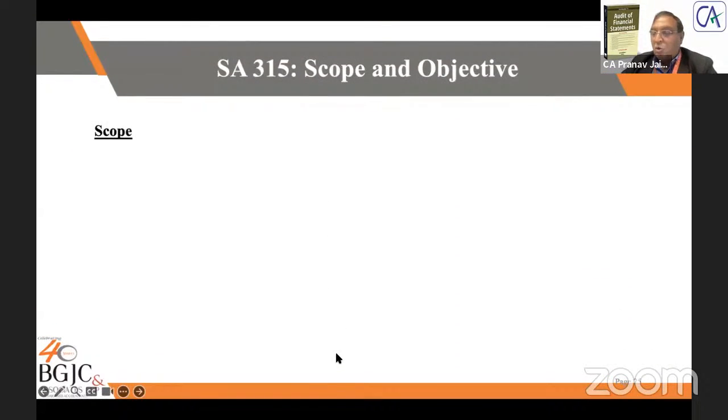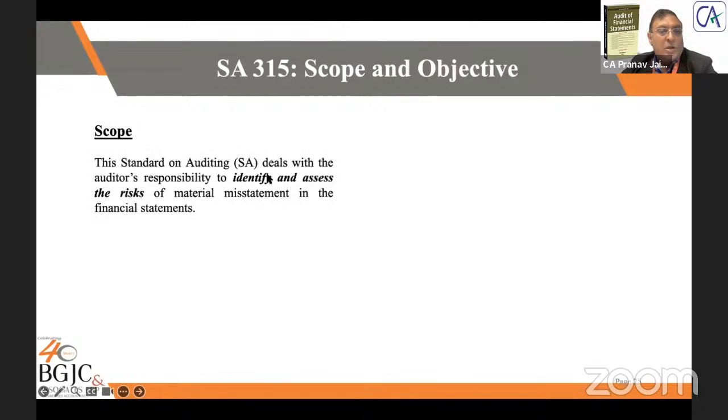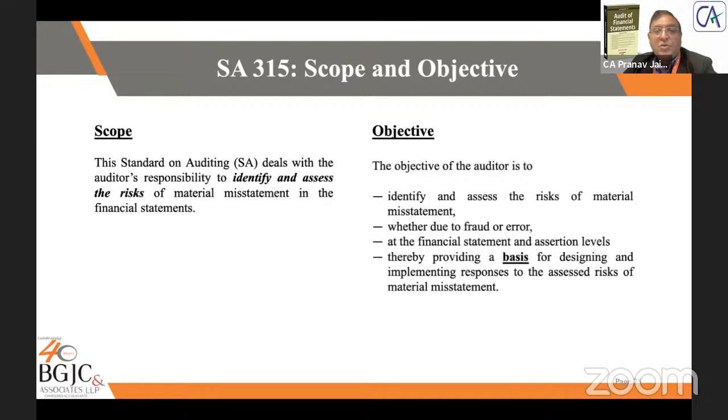Now looking at the scope and objective of SA 315 revised. This standard deals with the auditor's responsibility to identify and assess the risk of material misstatement in the financial statements. And the objective is to identify and assess the risk of material misstatement, whether due to fraud or error, at the financial statement and assertion level. We will see what it means. Therefore, providing a basis for designing and implementing responses to the assessed risk of material misstatements.